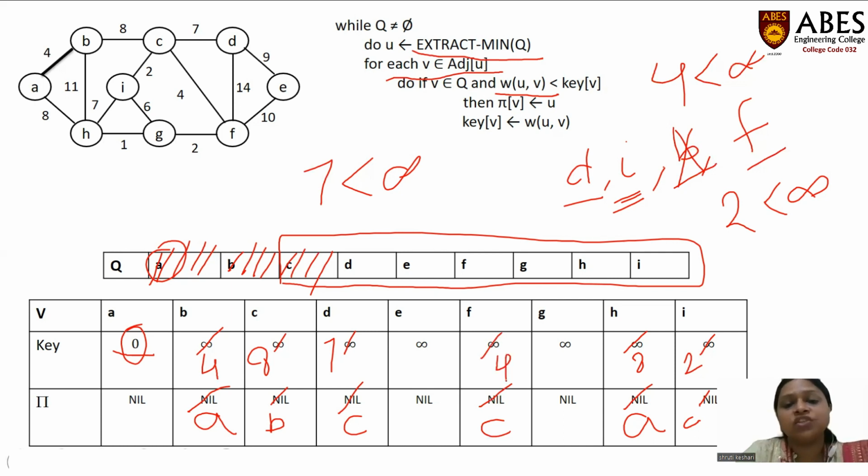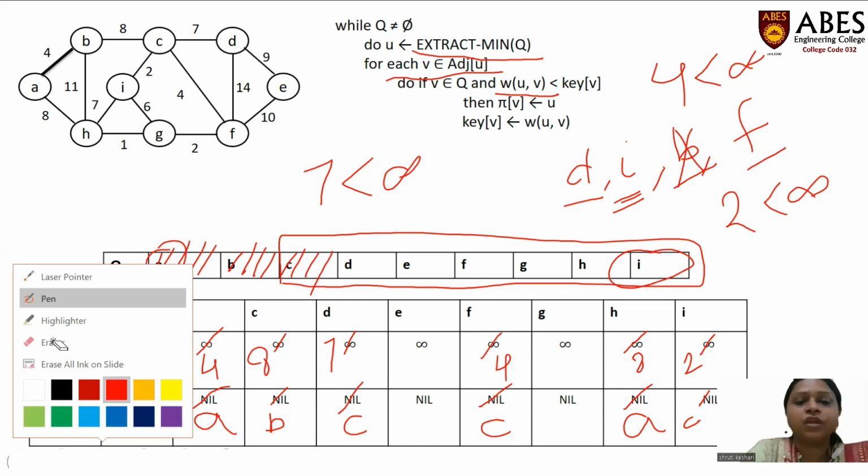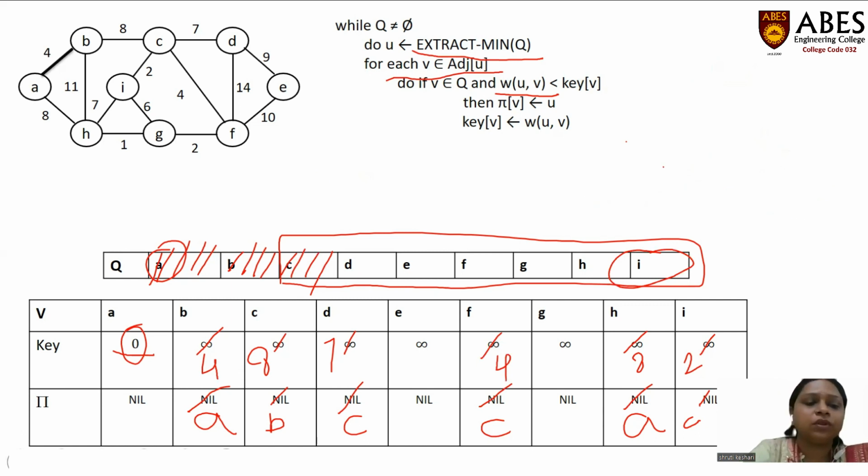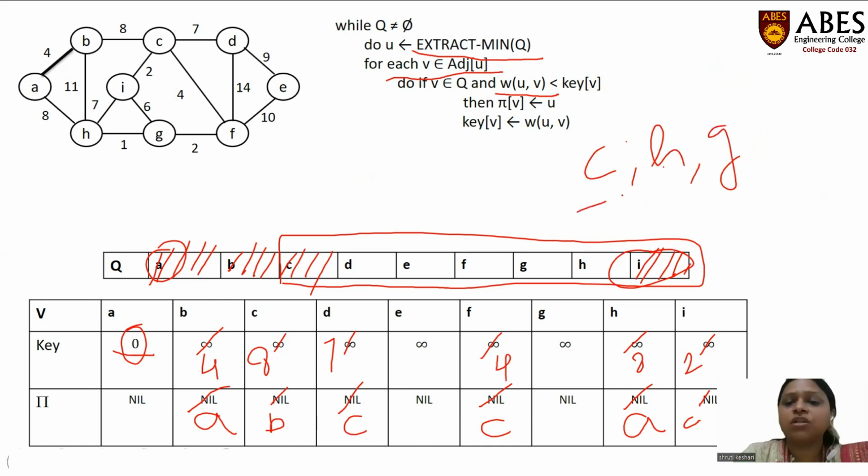Again, check the remaining vertices for the one having the least weight. I is containing weight 2. So we'll consider I as the next element, remove I from the Q and check the adjacent vertices of I, that is C, H and G. C is not part of your capital Q. It's already added in the MST, so we will not consider this one. Now we will check for H.